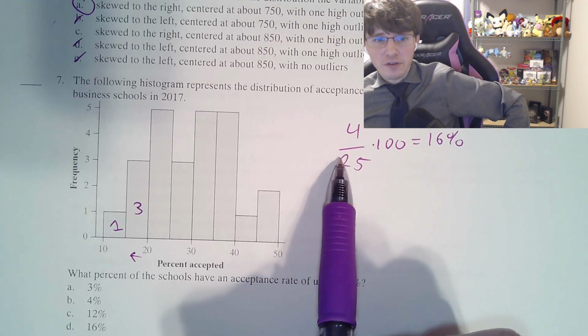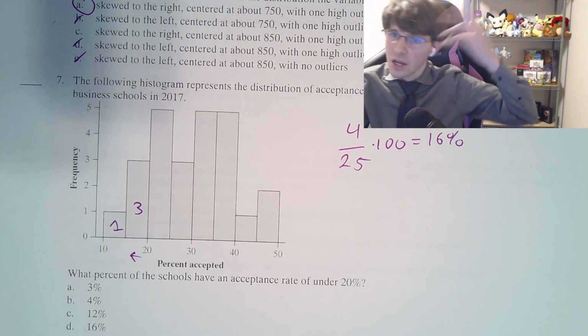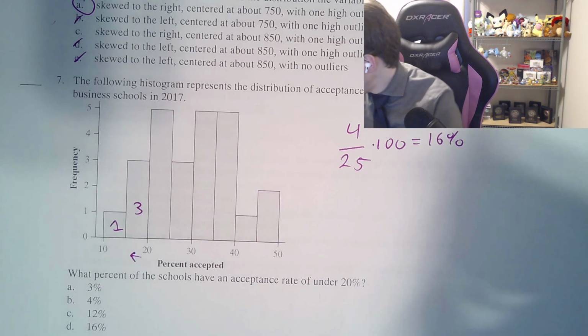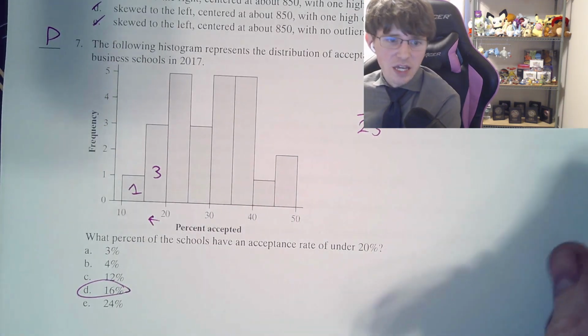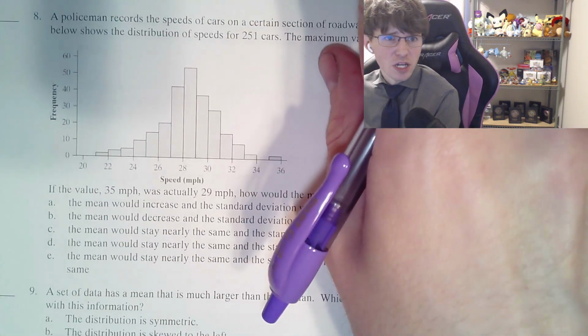So if you had 20 of these, 20 times 4 would be 80%. 20 over 25 is 80%. You can check it if you want. The reason why is there are 4 quarters in a dollar, so you're multiplying by 4. Anyways, I'm done talking. The answer is letter D. We're moving on to the next question. Boom. After that, question number 8.